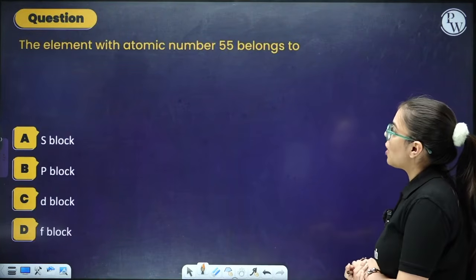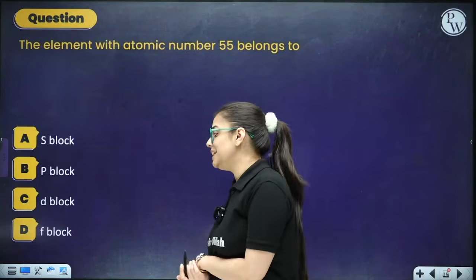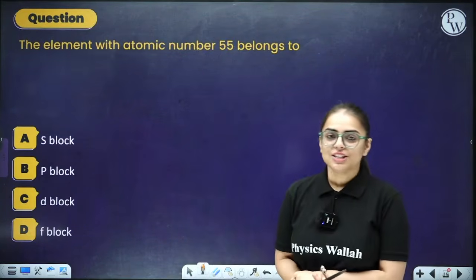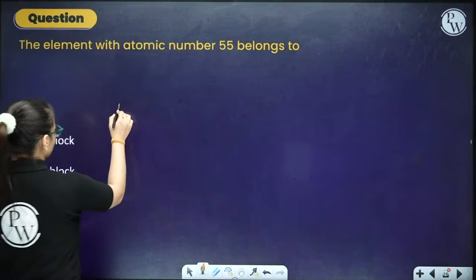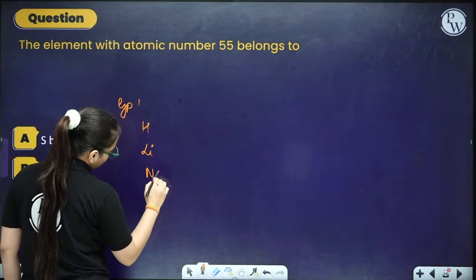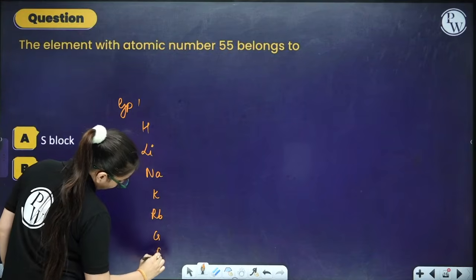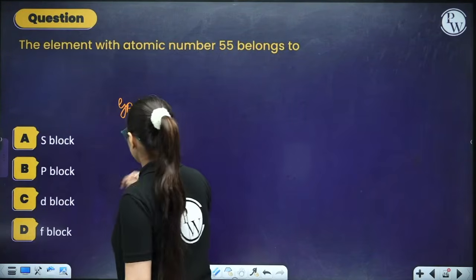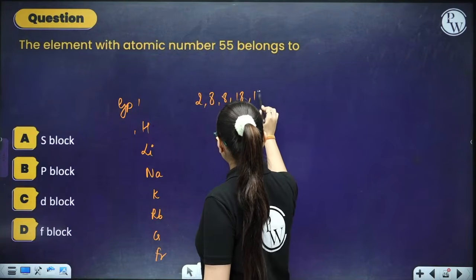The element with atomic number 55 belongs to which block? S block, P block, D block, F block. So either write the configuration or not. If you know the, let us talk about group number 1. See, it has atomic number 1. Now you have to use the magic trick: 2, 8, 8, 18, 18, 32.